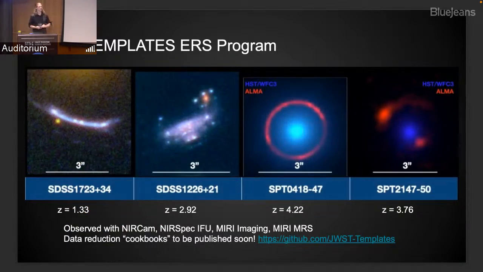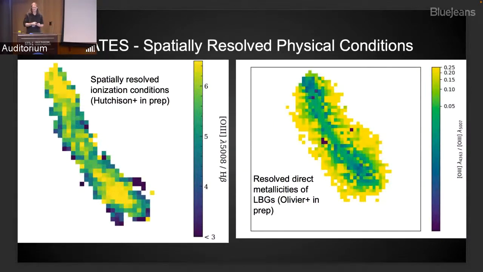Jane also introduced the TEMPLATES ERS program. I won't revisit all of this, but I do quickly want to point out just a couple more results. Jane mentioned Taylor's been working on a paper doing ionization conditions, and in particular this beautiful O3 H-beta map. You can already see the spatial variations here with this multiply imaged clump on either end of this banana showing a much stronger O3 emission than what you see in the middle, which is really exciting.